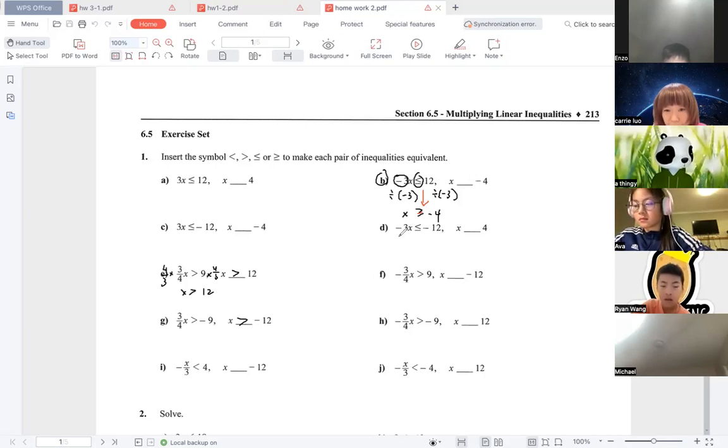So let's take a look at this one. It's the same thing. We divide by -3 and divide by -3. First of all, don't do anything else: -3x divided by -3 equals x, right? -12 divided by -3 equals 4. Then change the sign into bigger or equal to. Just always switch them.